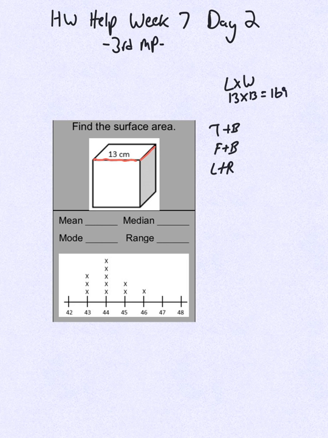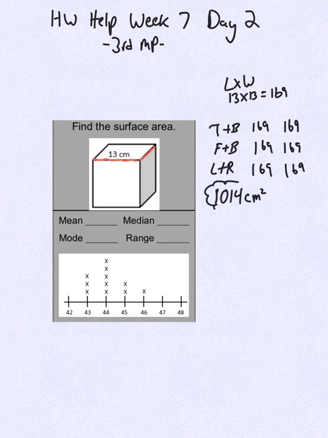Now you could, if you wanted to and you were weird, write down 169 for the top and the bottom and the front and the back and the left and the right. And then you could add 169 5 times. However, a shortcut is to just, since you know a cube has 6 faces and they're all congruent, multiply 169 times 6. And if you do that, you get 1,014, since it's area, square centimeters. All right, that's the surface area of the cube.